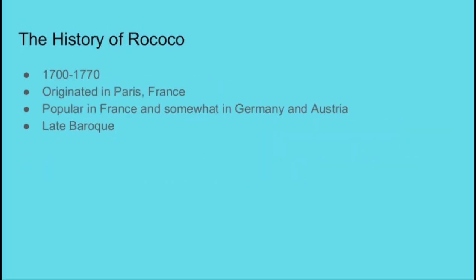So the history of it was that it was basically in the late Baroque period, and it took place in the 1700s along to 1770. It originated in Paris, France, and it was popular in Paris and somewhat in Germany and Austria later on.